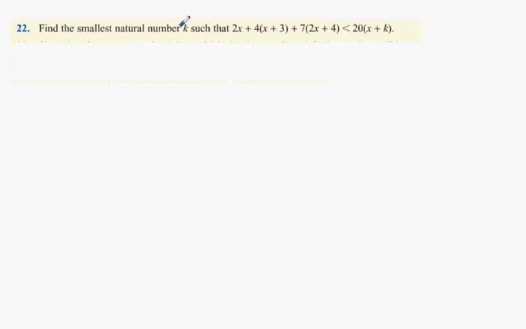Find the smallest natural number k such that 2x plus 4x plus 3 plus 7 times 2x plus 4 is smaller than this over here. What would be a good way to attempt this question? Even if you didn't have a clue. Multiply it out for a start. That'd be a good start off. And keep everything the same.